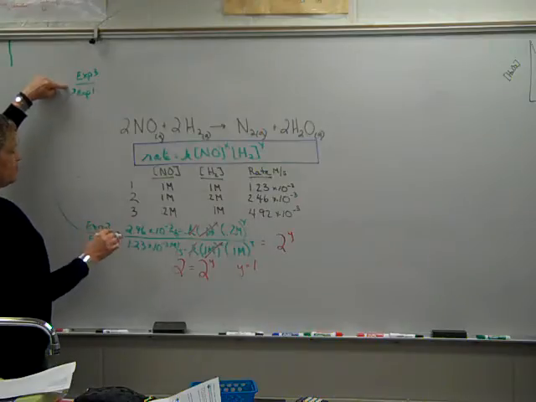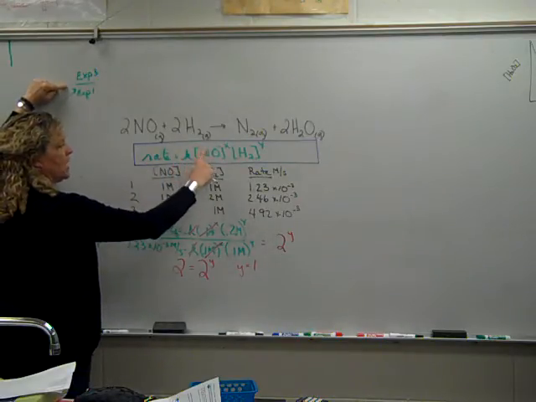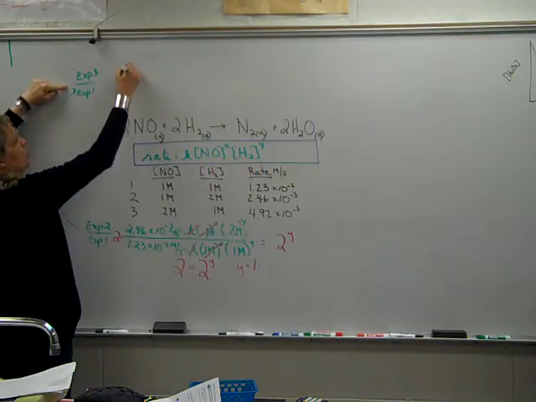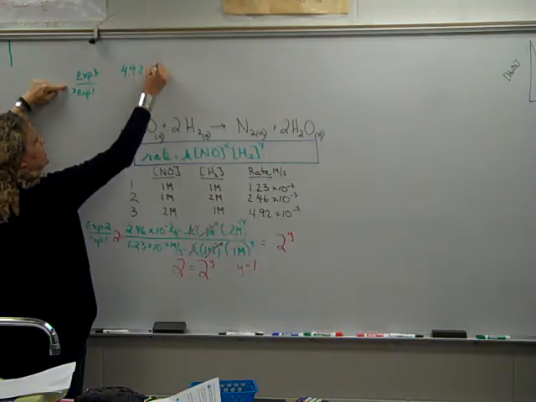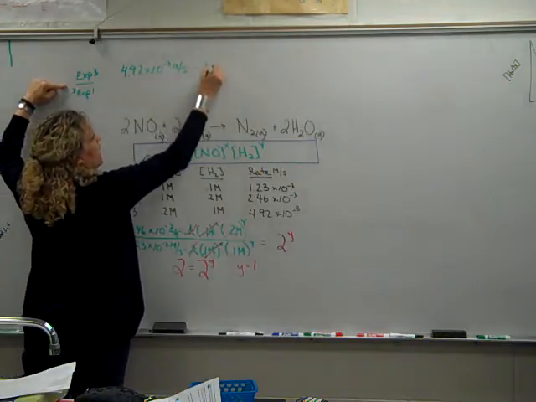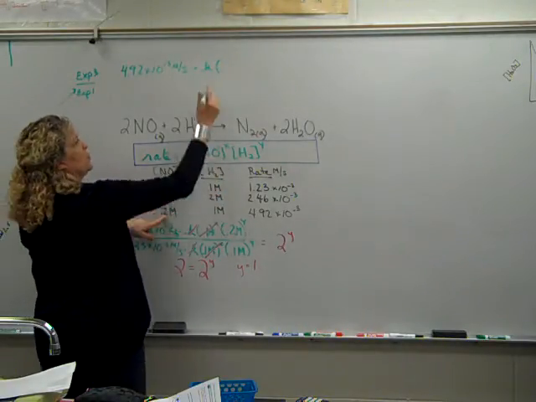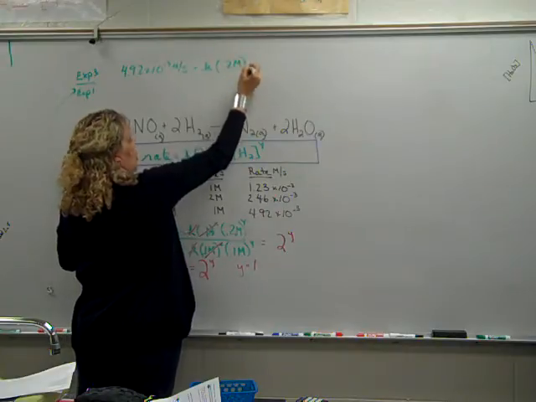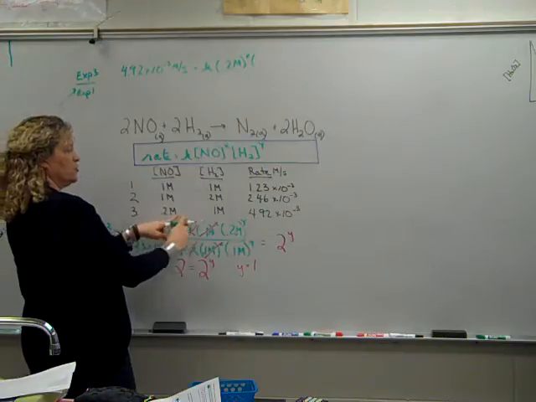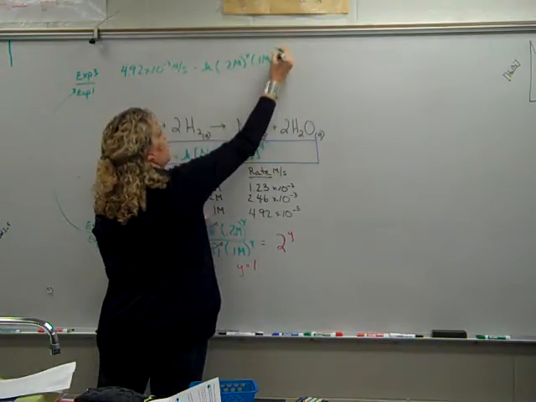All right, so experiment 3. Again, the rate, I'm using this: rate equals K, concentration, concentration. So my rate in 3 is 4.92 times 10 to the negative 3 molarity per second equals K times the concentration of NO, which is 0.2 molar, raised to the X power, times the concentration of hydrogen, raised to the Y power.